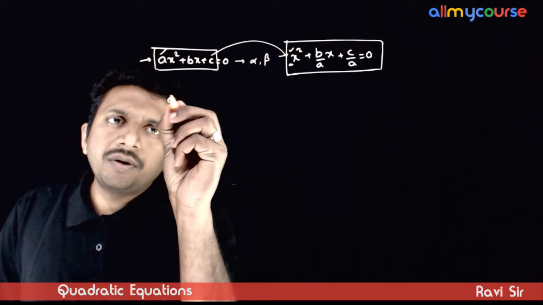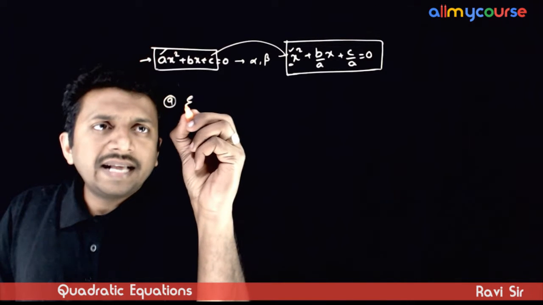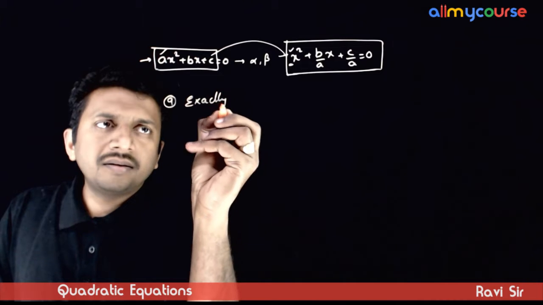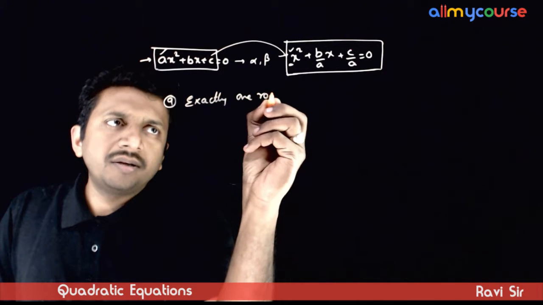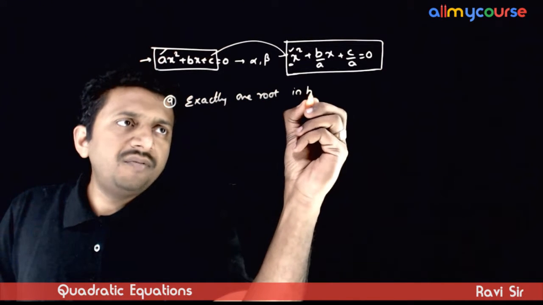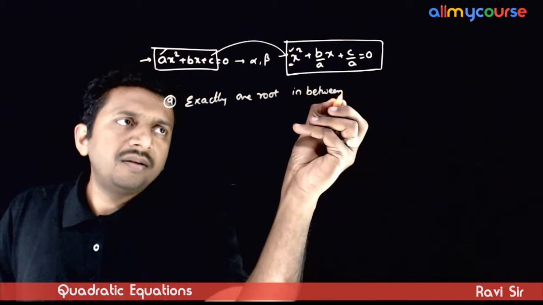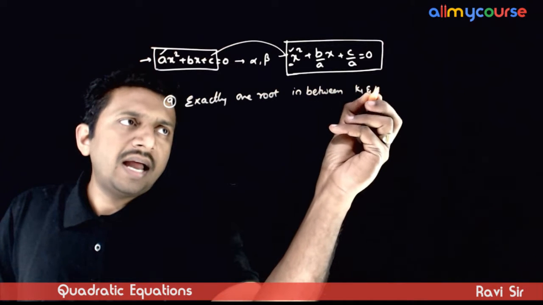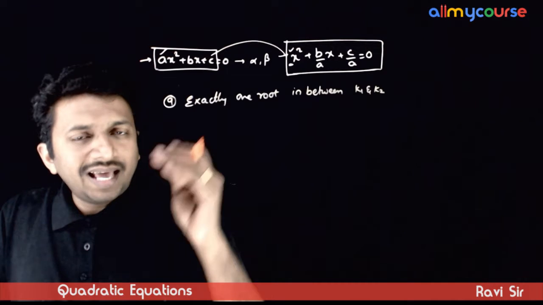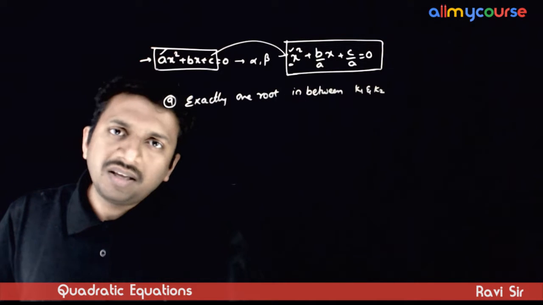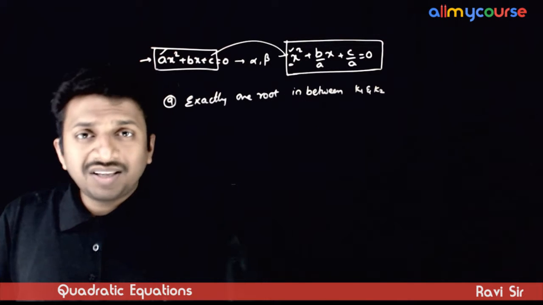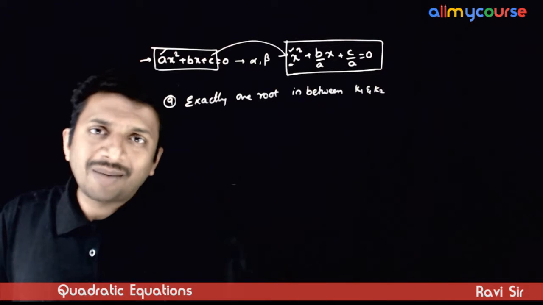So the next condition that we are going to discuss is exactly one root in between K1 and K2. Exactly one root in between K1 and K2. So what are the conditions which ensure that this happens?